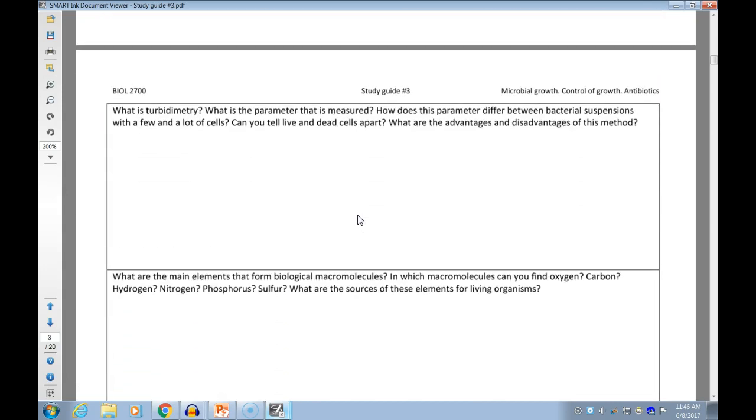Turbidimetry measures optical density or light absorption. It's the same idea, right? The higher the bacterial density, the more light is being absorbed. Can you tell live from dead cells? No, you cannot. Advantages, disadvantages, figure it out. Non-biased, can be automated.